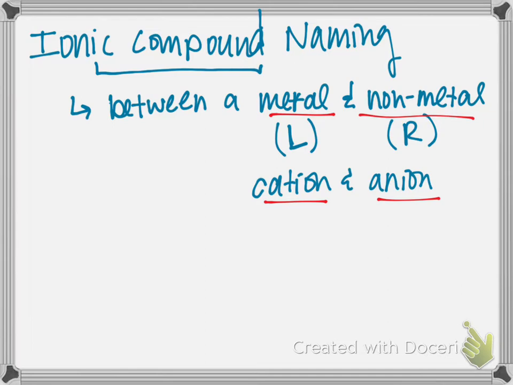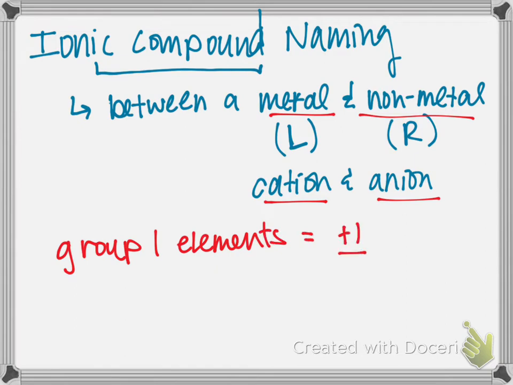Okay, so stay with me here. I want you to figure out where these charges are coming from. What's the charge on all of the elements in group 1? Positive, and if there's no number there, we know it's a 1. So all of the group 1 elements have a charge of plus 1. How many valence electrons do the group 1 elements have? They have 1 valence electron.